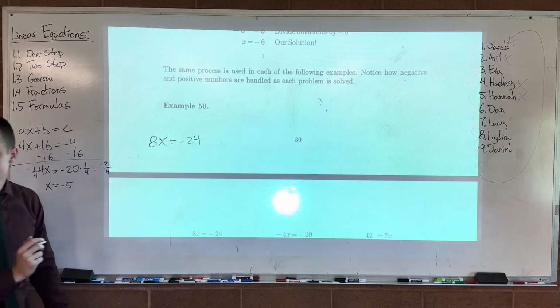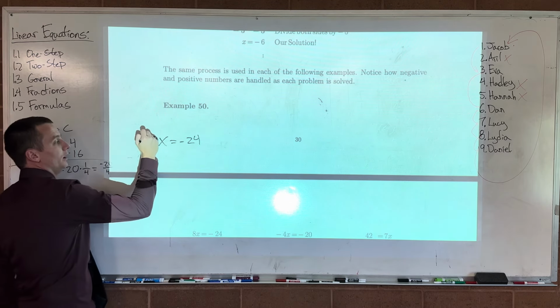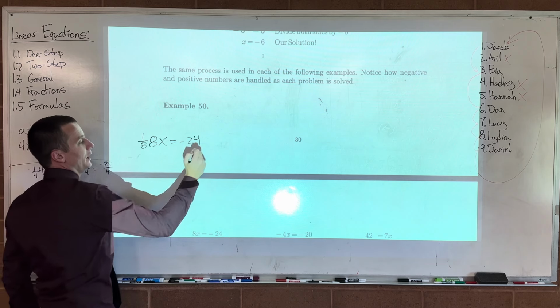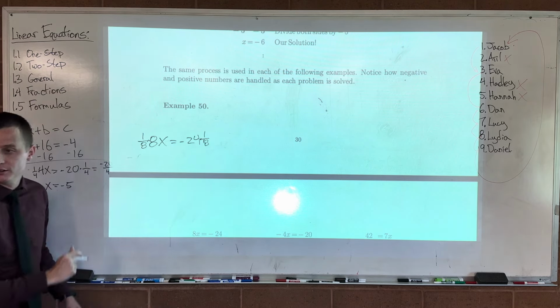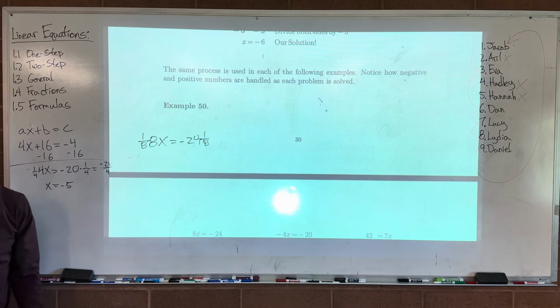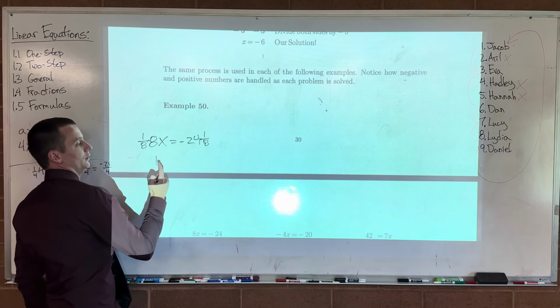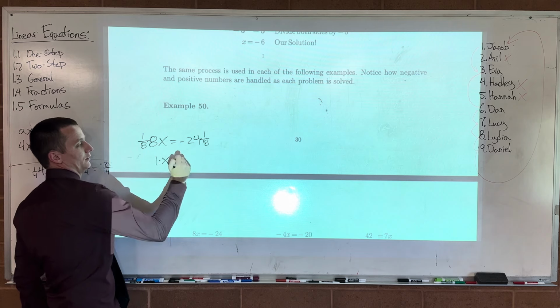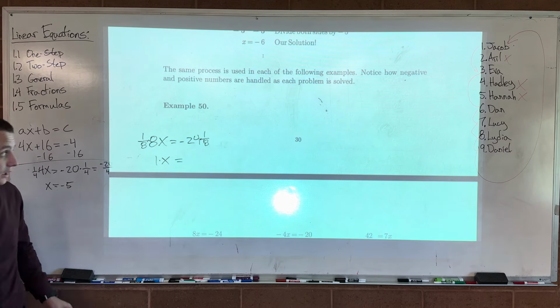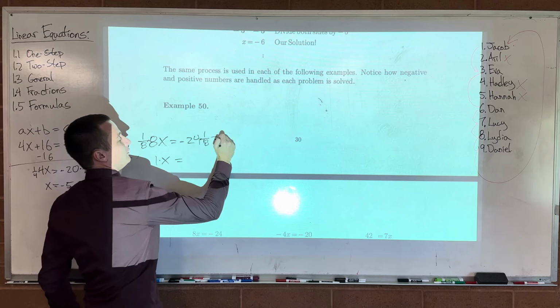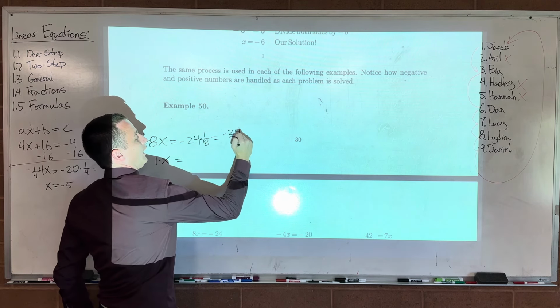Do 1/8. Multiply both sides by 1/8, or divide both sides by 8, however you want to think about it. What's 1/8 of 8? 1. Times x is just x, is equal to, what's 1/8 of 24? 3. So this is the same thing as negative 24 over 8.